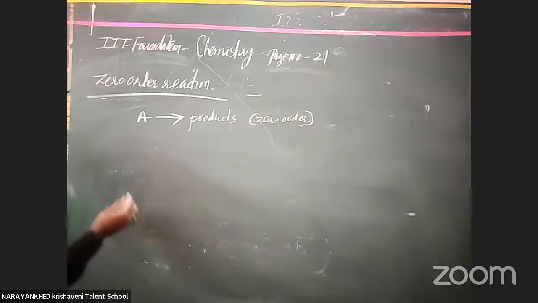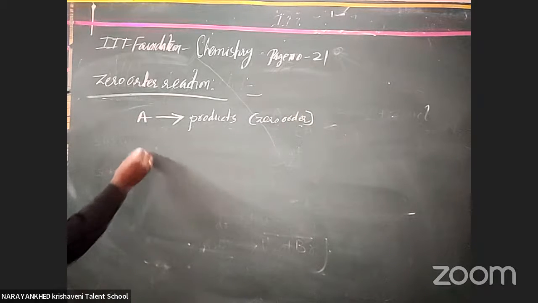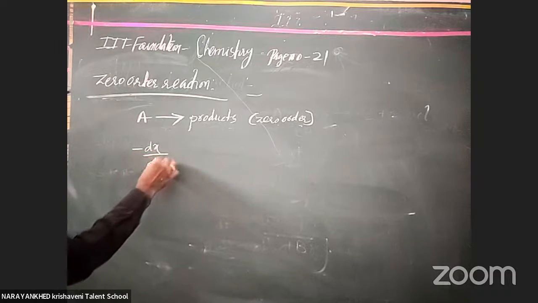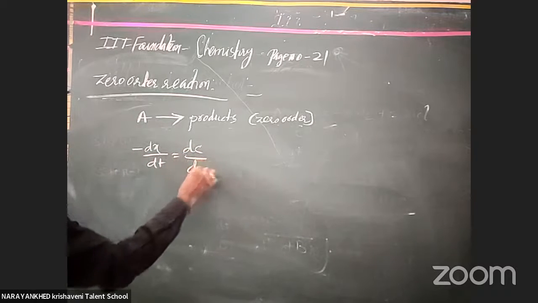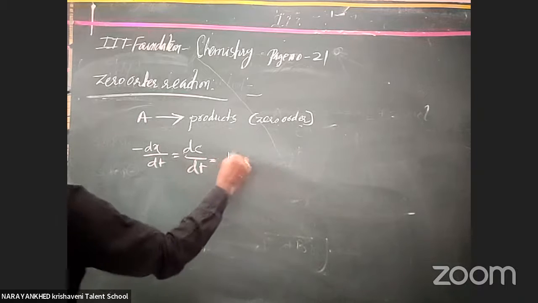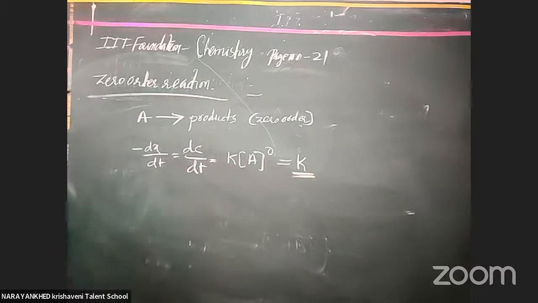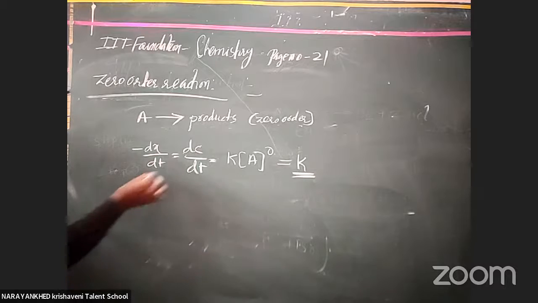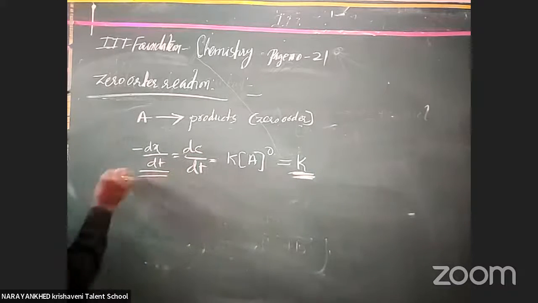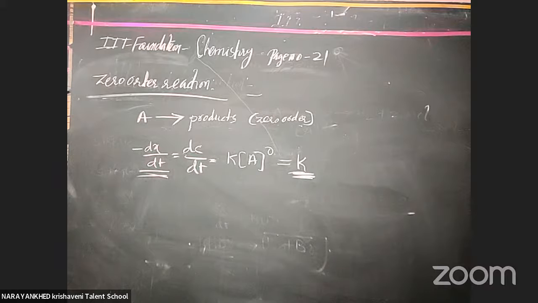How do we write the rate law? The rate law is written as minus dx by dt, which is equal to dc by dt, and it is also written as k times A to the power of 0, which becomes k only. Clear or not? When the rate of any particular reaction is equal to the rate constant, that is called the zeroth order. How do we consider the zeroth order reaction rate here?